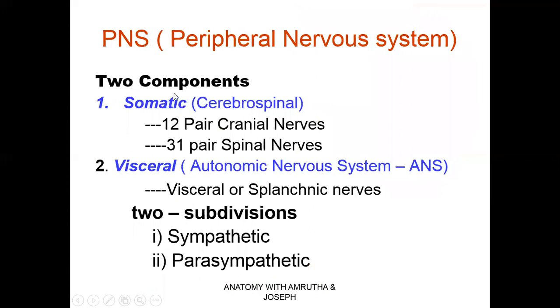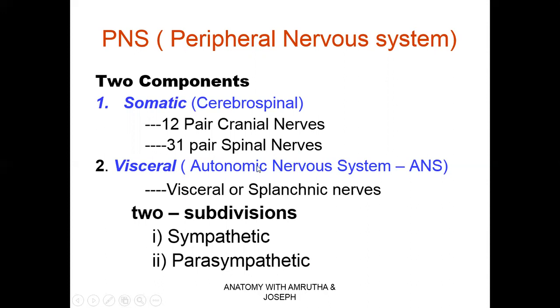The peripheral nervous system has two components: somatic and visceral. The somatic system consists of cerebrospinal nerves. So it can be called the cerebrospinal component. The cerebral nerves are the cranial nerves, and the spinal nerves are mentioned here as spinal nerves. The somatic component has two types of nerves: as I mentioned before, 12 pairs of nerves which come from the brain, called cranial nerves, and 31 pairs of nerves which come from the spinal cord, called spinal nerves.